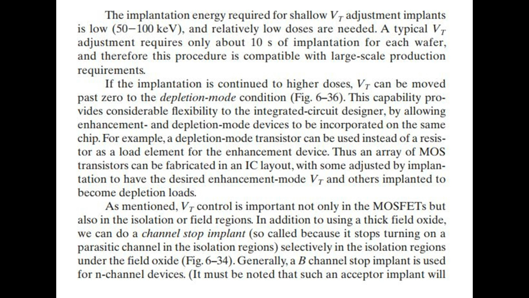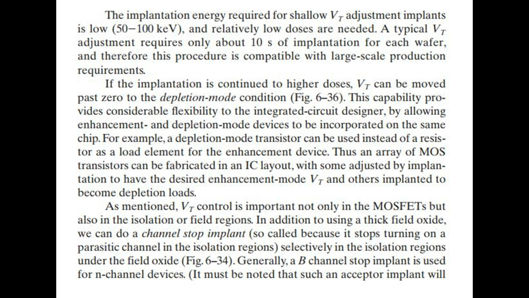The implantation energy required for shallow threshold voltage adjustment implants is low, 50 to 100 kilo electron volts, and relatively low doses are needed. A typical threshold voltage adjustment requires only about 10 seconds of implantation for each wafer, and therefore this procedure is compatible with large-scale production requirements.